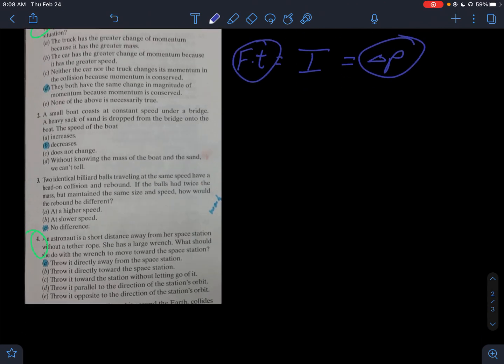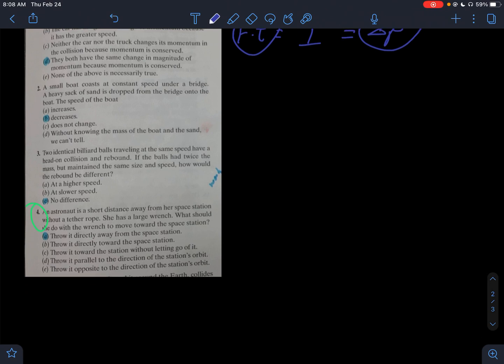Number 4, an astronaut is a short distance away from her space station without a tether rope. She has a large wrench. What should she do to the wrench to move towards the space station? So choice A, throw it directly away from the space station. That way, if she places an impulse, force times the time, on the wrench, it is going to go in one direction, and she's going to go in the opposite direction.